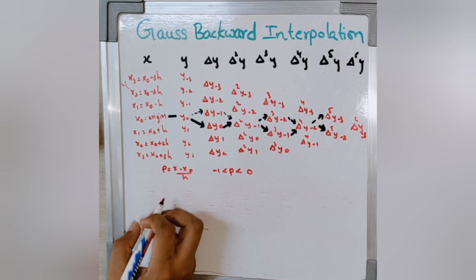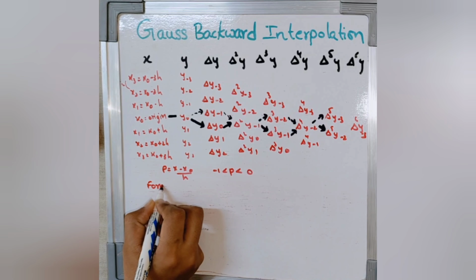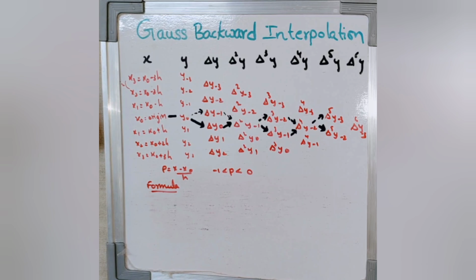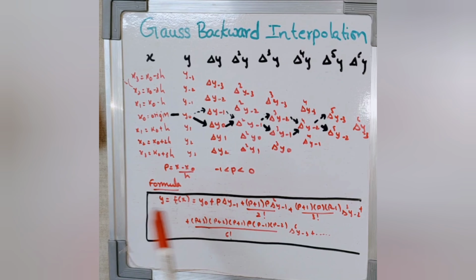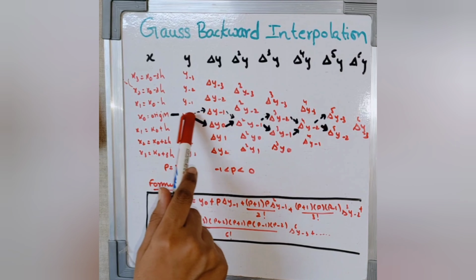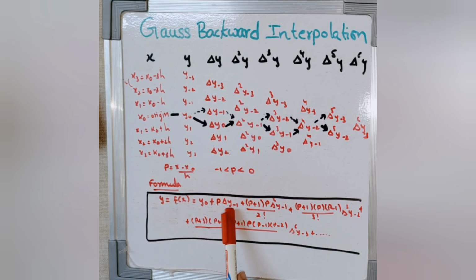Now we'll write the formula of Gauss backward interpolation. This is the formula: y0 plus p into delta y minus 1, I have told you, you have to consider these values, plus (p plus 1) into p into del square y minus 1, plus (p plus 1) into p into (p minus 1) into del cube y minus 2, and so on. So this is all about the Gauss forward and backward interpolation formulas.